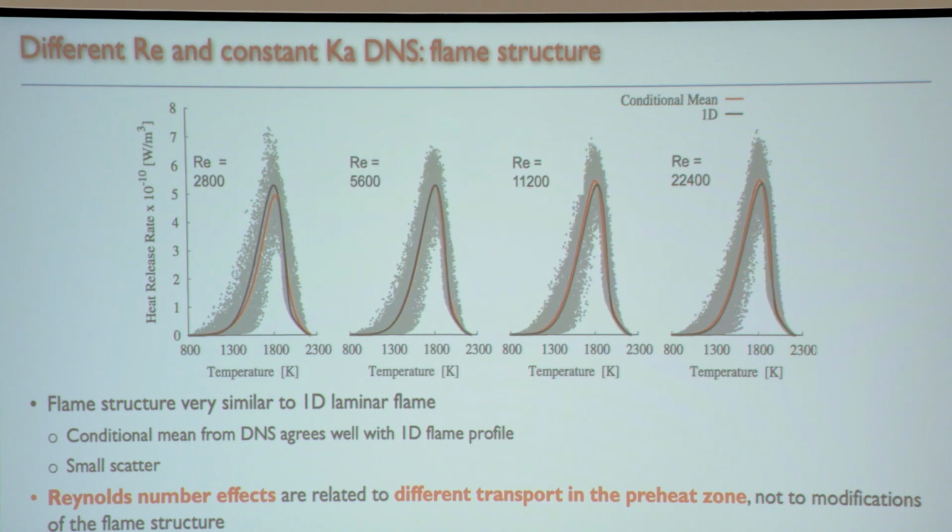It also shows that in the thin reaction zones regime, even though the preheat region was very strongly affected by the turbulence, 10 times larger, the structure in the reaction zone is still the same as in a laminar flame. That's very interesting, and it's very important for modeling also.